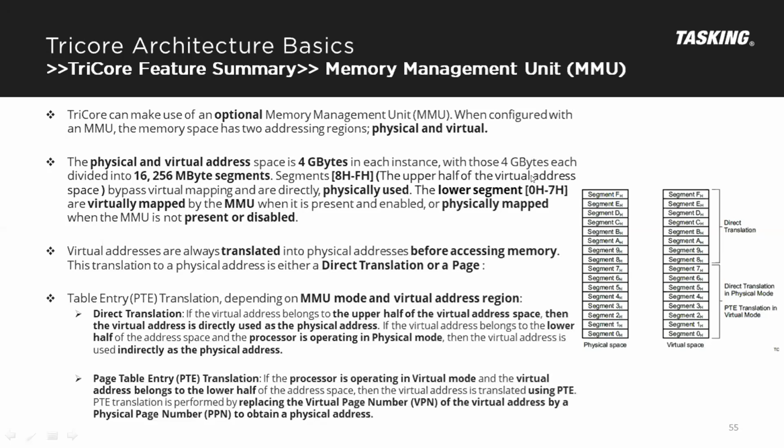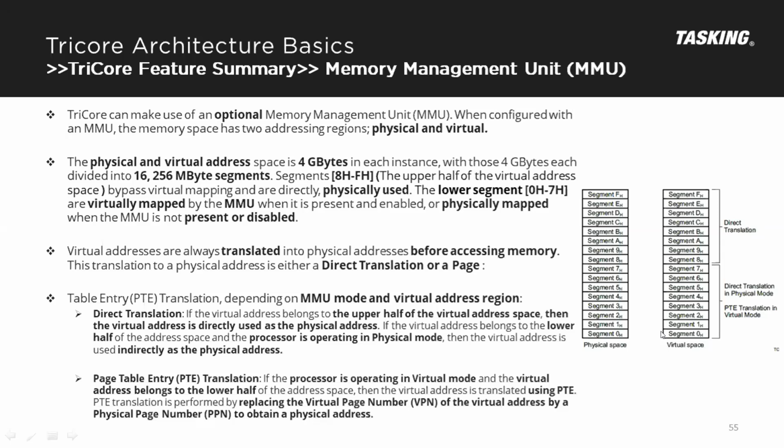And any virtual address first needs to be translated before fetching the data from the memory. So I cannot fetch the data using the virtual address. It depends on whether I access the upper part of the address space or the lower part, different things will happen. If I try to access the upper part, there is a direct translation. That means the virtual address translation will be skipped, and the virtual address will work as a physical address.